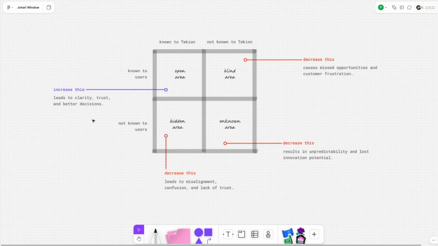Again, it's out in the open area. It helps build trust, right? It's a great place to be in. Blind area. What can be the blind area which Techion doesn't know, but users know, right?